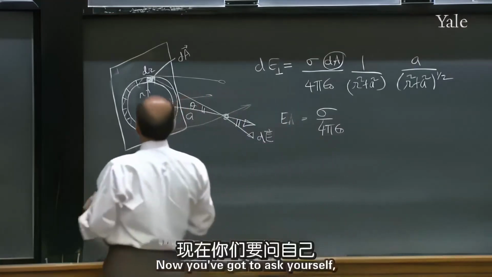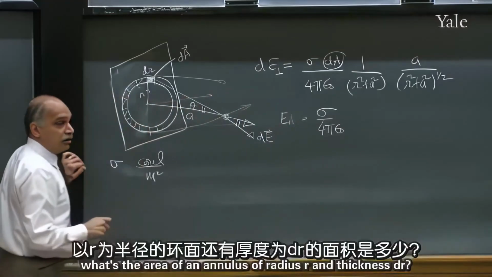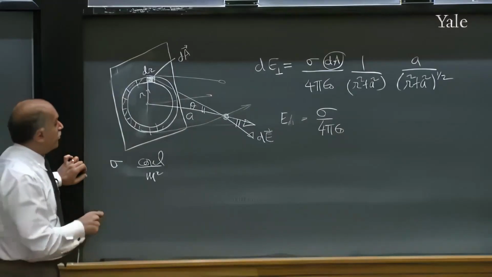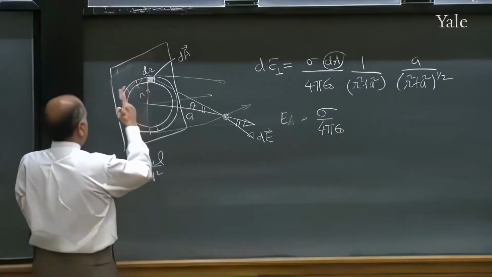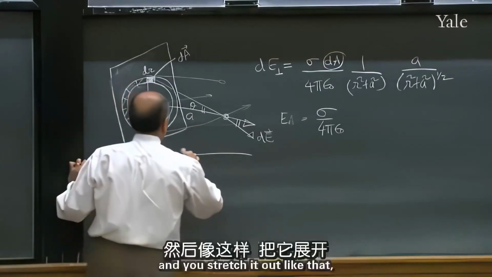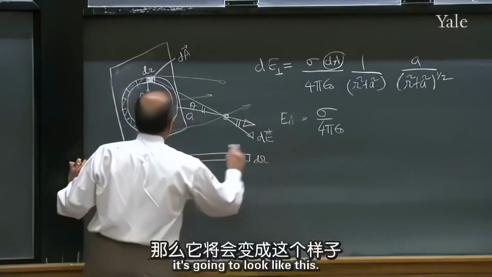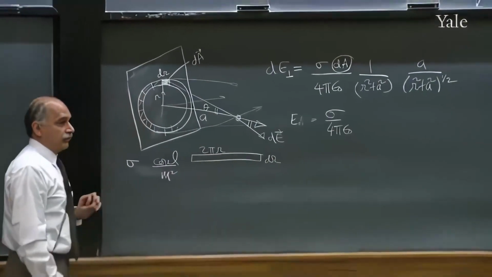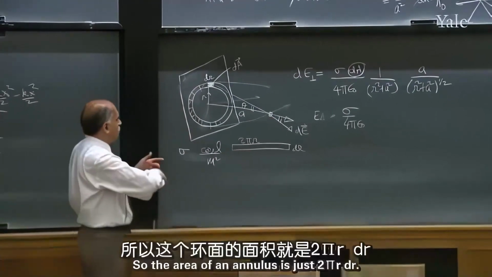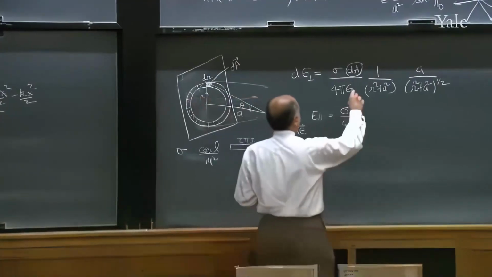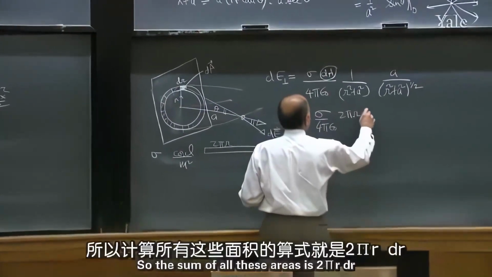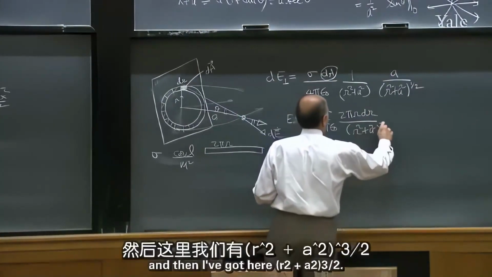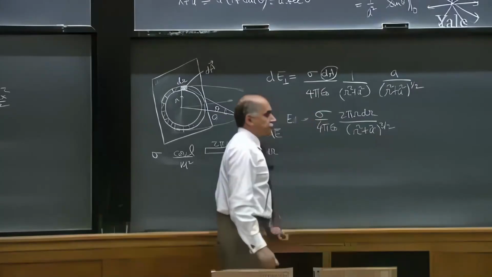Now you've got to ask yourself, what's the area of an annulus of radius r and thickness dr? So take that annulus, take a pair of scissors and you cut it and you stretch it out like that. It's going to look like this. This is dr and this is 2 pi r. So the area of an annulus is just 2 pi r dr. So sum of all these areas is 2 pi r dr, and then I've got here r squared plus a squared to the 3 over 2.